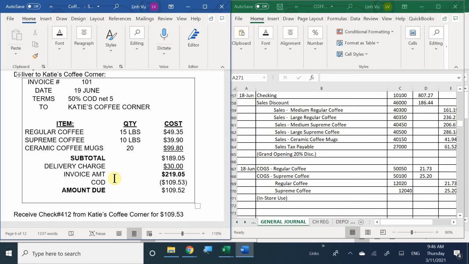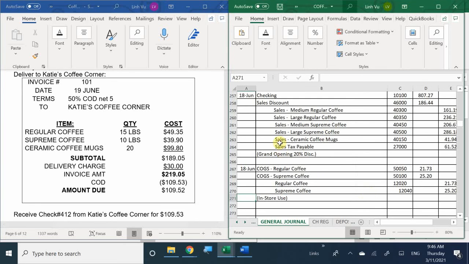Okay. So her subtotal is $189.05 plus a delivery charge. And then we got an invoice amount of $219.05, which she paid half. Okay, so down below we have a check. And then the total amount that she owes us is going to be $109.52. So this is going to be interesting. So what are we going to do here?